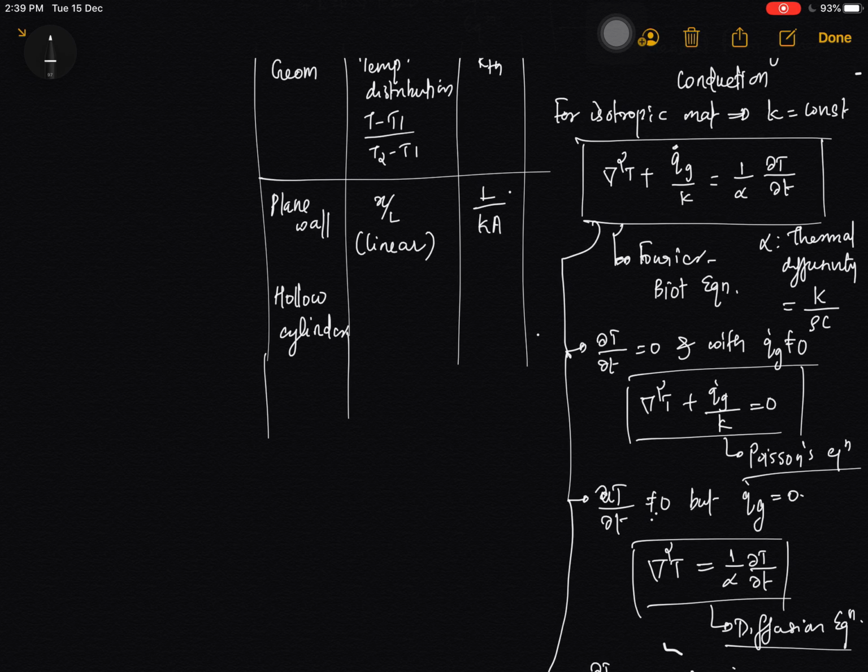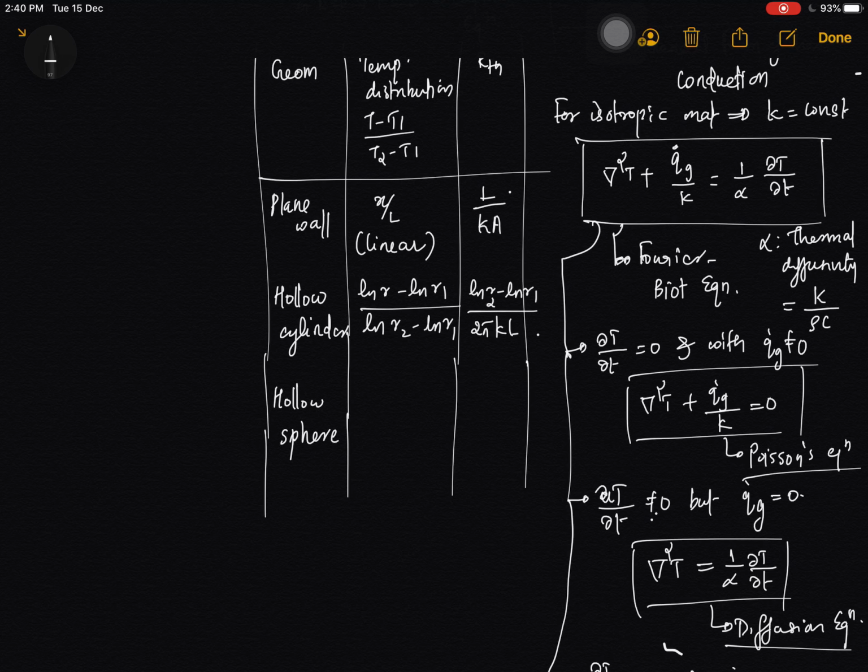Next we dealt with the hollow cylinder, and for this hollow cylinder the temperature distribution was (ln r minus ln r1) by (ln r2 minus ln r1), and for this case the thermal resistance was (ln r2 minus ln r1) by 2 pi KL.